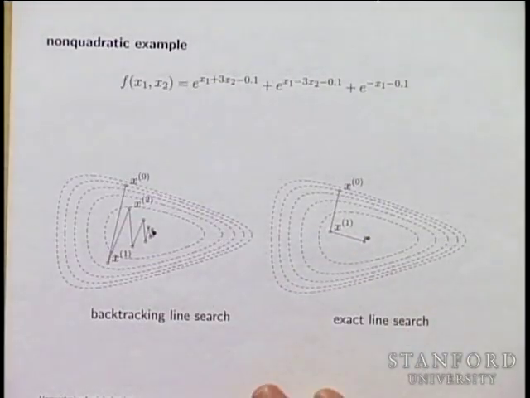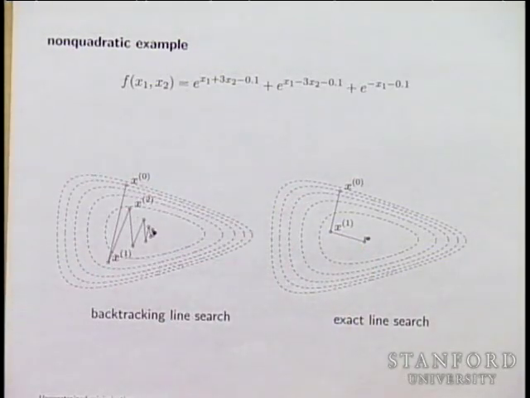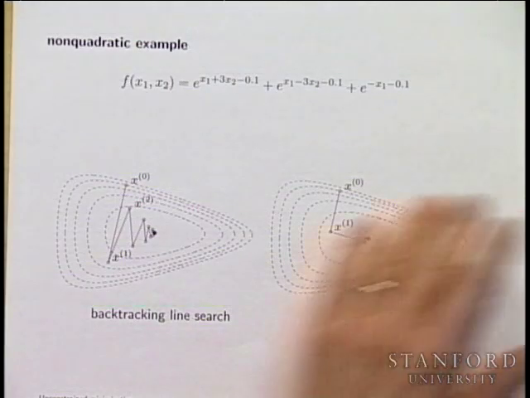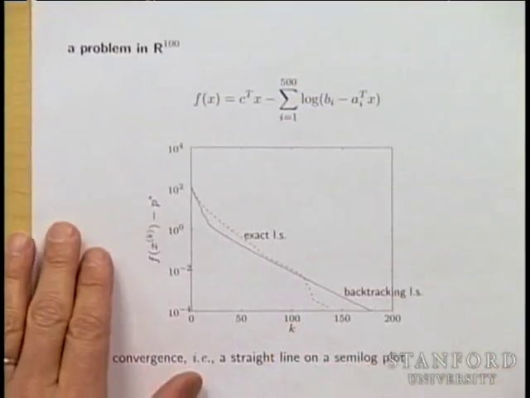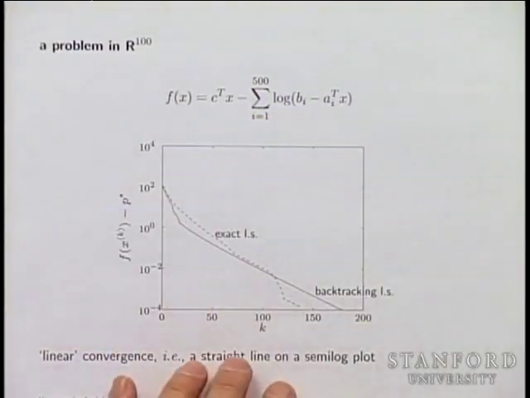Okay? Here's a non-quadratic example, and you can see here, in this case, the backtracking line search, and the exact line search, I guess, worked quite well. But that's just to show you a rough idea of how this looks. Let's look at some bigger problems to see how this scales. Here's a problem that looks like that.